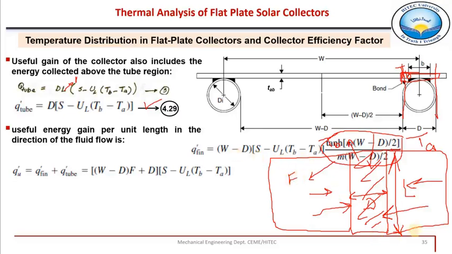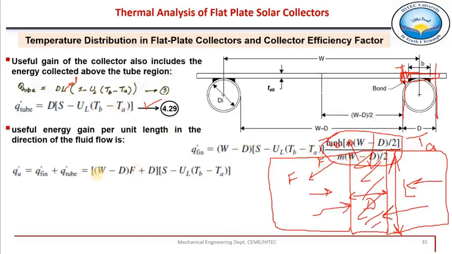So the total heat which is gained in this entire region is the heat gain from the fin portion plus the heat gain from directly over this tube. The summation of these two, Q fin plus Q tube, is the total heat gain of this absorber plate. So just sum these two terms and represent this term, tanh of m into (W minus D) divided by 2, over m into (W minus D) divided by 2, as F, the fin efficiency.